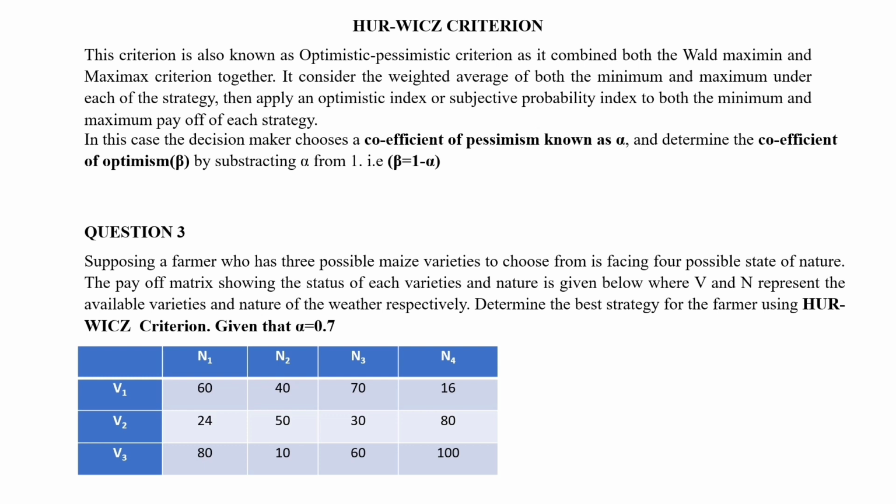Now we have question number 3. Supposing a farmer who has 3 possible maize varieties to choose from is facing 4 possible states of nature. The payoff matrix showing the status of each variety and nature is given, where V and N represent the available varieties and nature of the weather respectively. Determine the best strategy for the farmer using the Hurwicz criterion, given that the coefficient of pessimism, which is alpha, is equal to 0.7.